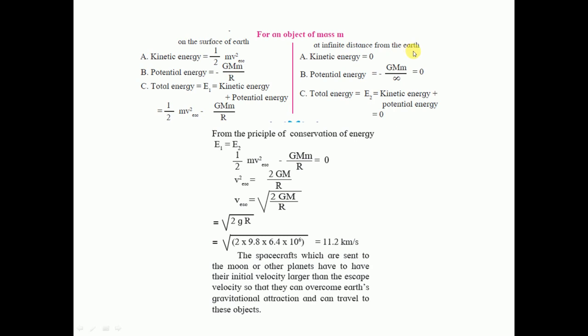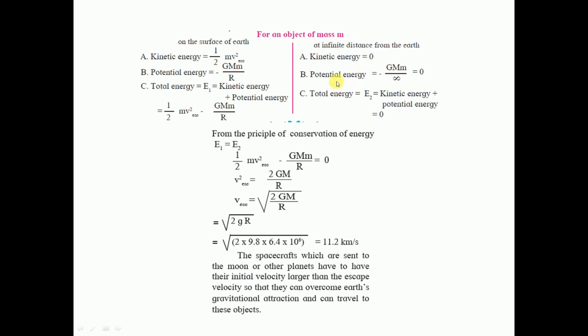Now you know that if you throw any object from the Earth and it goes into space, the object will not do any motion in space. So at that time the velocity will become zero. So in this formula v will become zero, and half m v square will become zero. So the kinetic energy at that time will become zero due to its no motion.